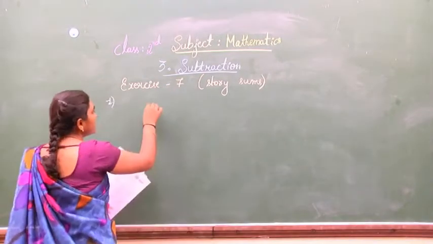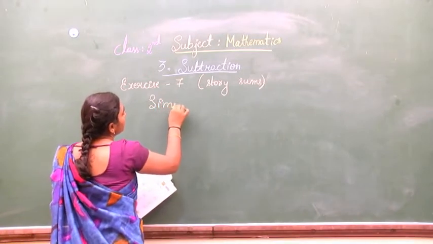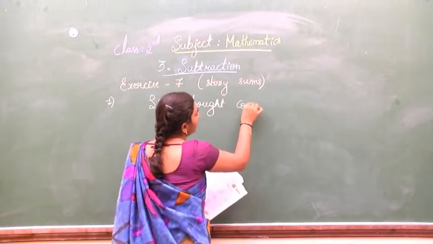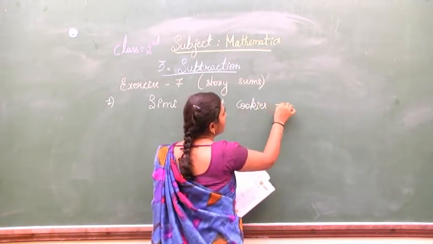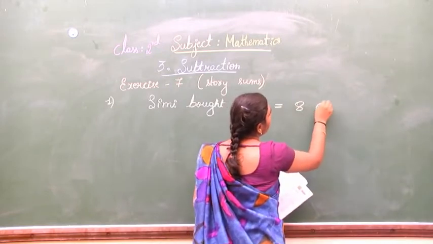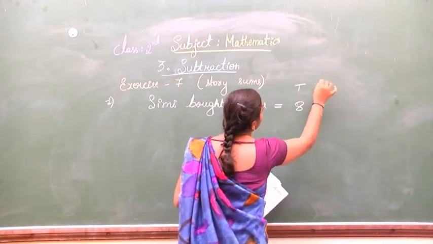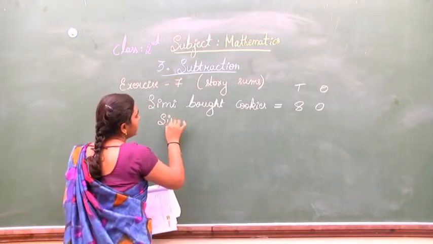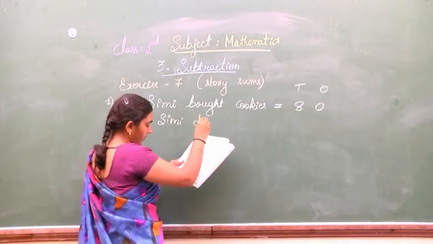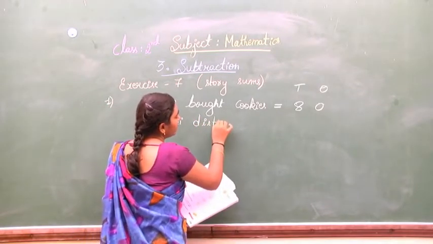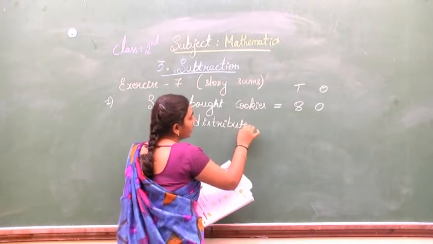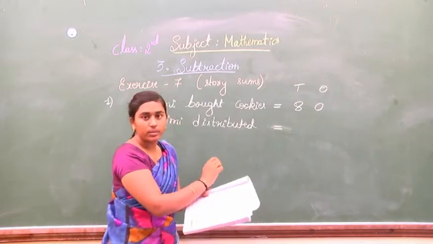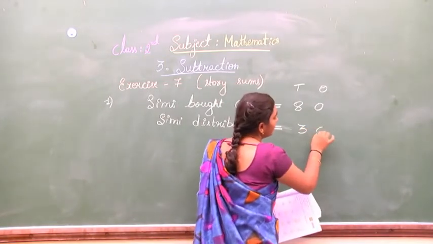You can write Simi bought cookies. How many cookies did she buy? She had bought 80 cookies. You can write tens and ones place. And she distributed. You can write Simi distributed. Distributed means she gave cookies to her friends. How many cookies has she distributed? She has distributed 36 cookies.